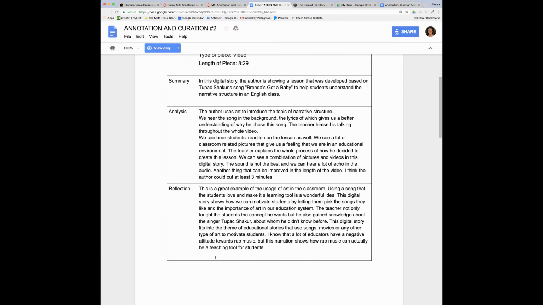and his more kind of inner thoughts about the piece, as opposed to the analysis, which actually kind of breaks apart the piece and talks about it more critically or concretely. So the reflection is your chance to say, what did you think about it?